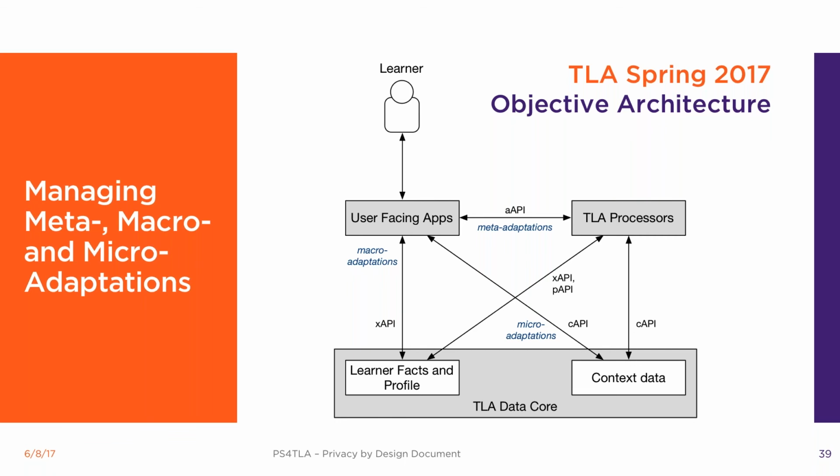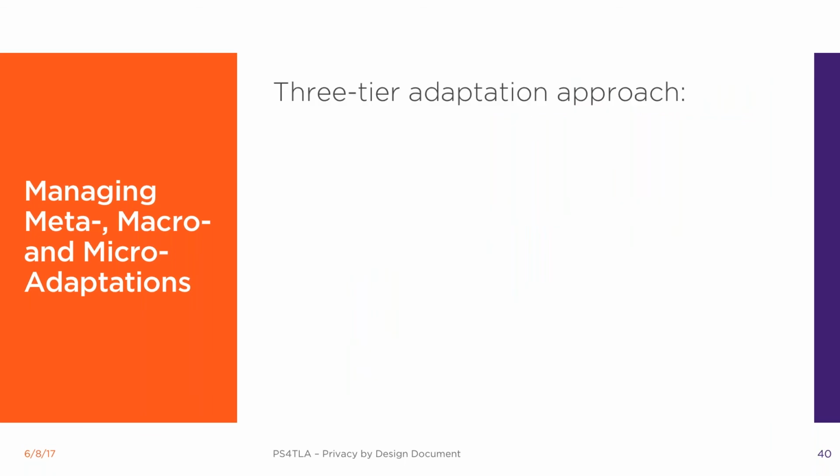Then there are the processors, which use the information to provide adaptations. And then there are the user-facing apps. They also do part of those adaptations, and they also end up collecting the information because they are the ones interfacing with the user, right?